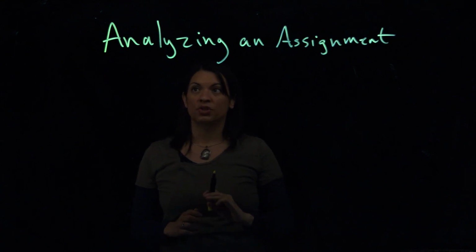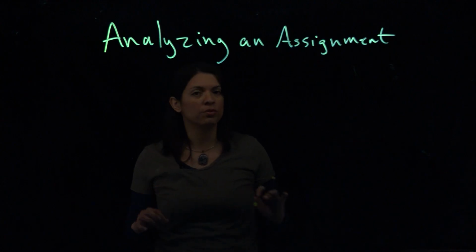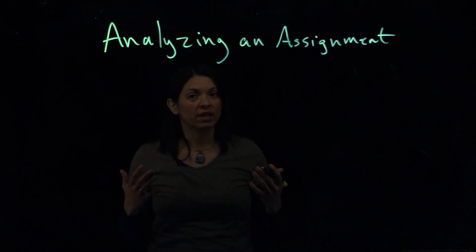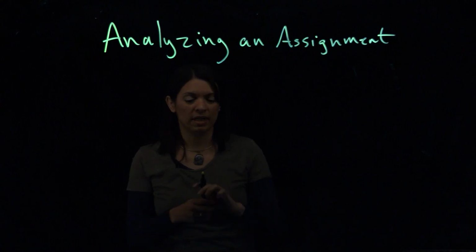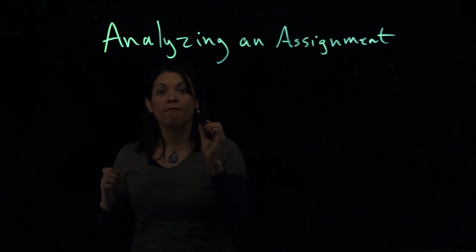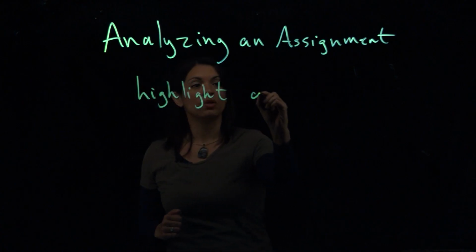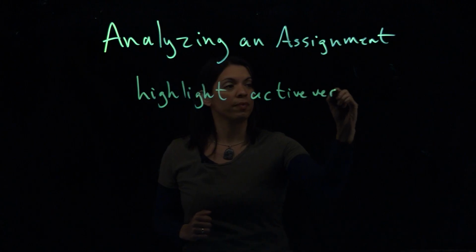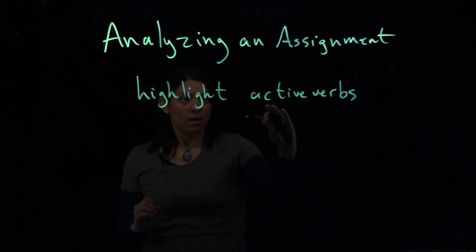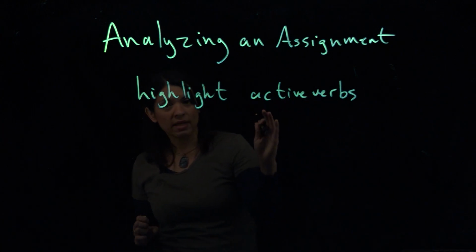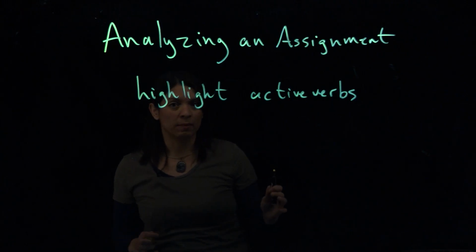So when your teacher asks you to complete a writing assignment, before you start writing, take a look at the assignment prompt that the teacher has given you and go through it, take a highlighter, and find the verbs. Highlight the active verbs in that piece of writing. The active verbs will tell you what the teacher wants you to actually do in an essay assignment.